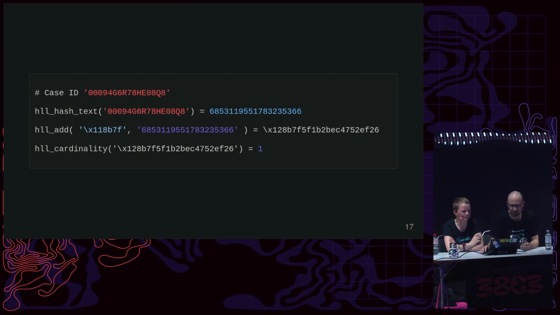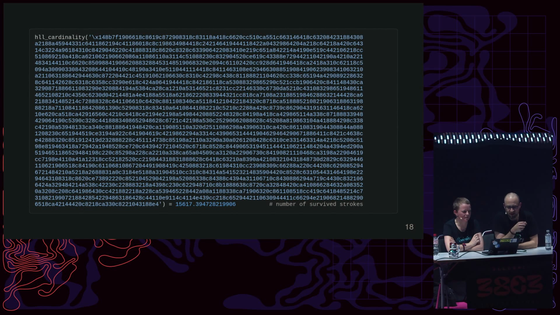But it's not very spectacular to have a number of 1. So here is a set which has 15,617 point something estimated items in it, and that is the number of survived strokes that we had in our database. But you would probably ask yourself why we are doing this with the algorithm and not just storing the number within.